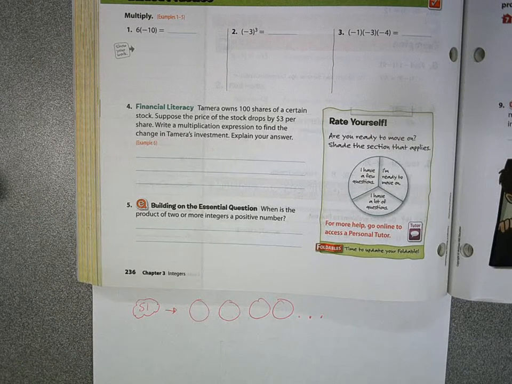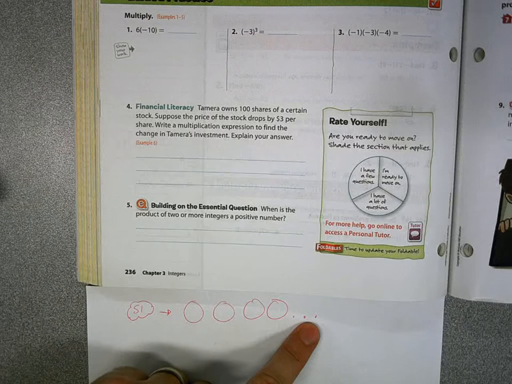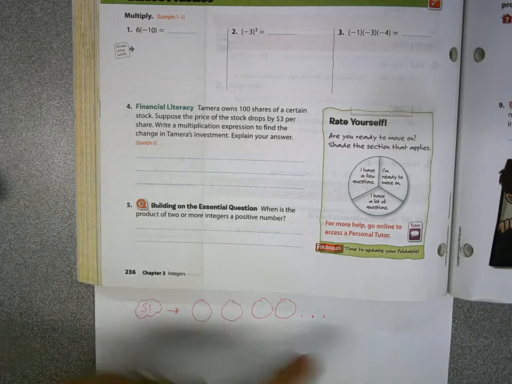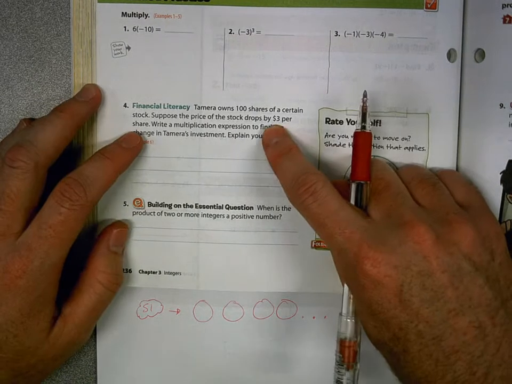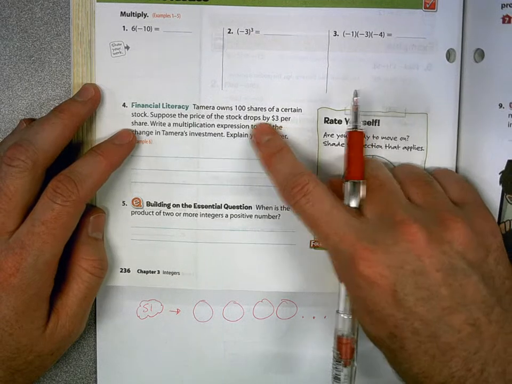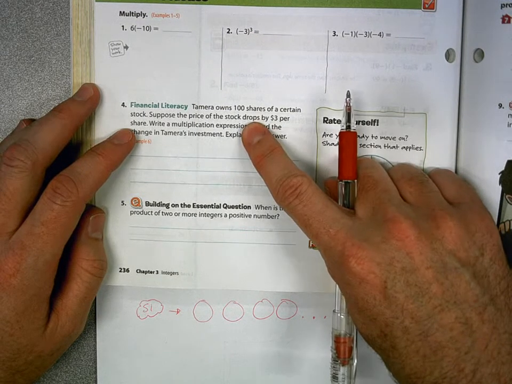We have 1, 2, 3, 4, all the way to 100. That's what the ... is. We have 100 of these things. Okay, here's what matters. There's a drop of $3 per share. Well, first of all, the drop is showing a negative value, -3.